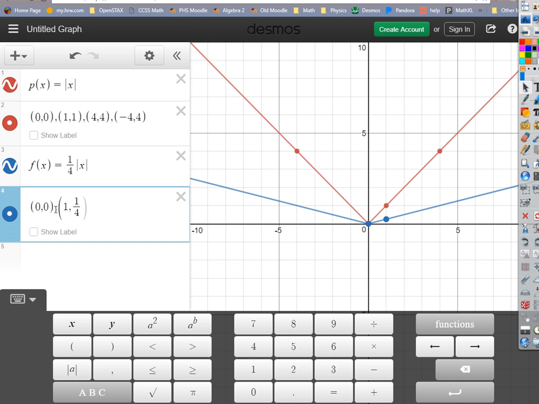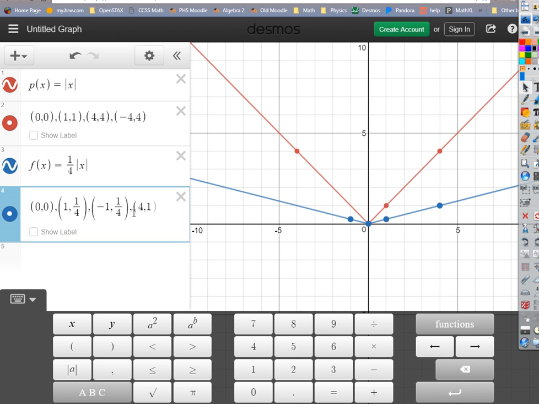If I input negative 1, I should still get back the same thing, shouldn't I? Because 1/4 times the absolute value of negative 1 is still 1/4. Yep. Let's do one more. If I put in positive 4, what am I going to get back? So 1/4 times the absolute value of 4 is 1. 1/4 times 4 is 1, right?